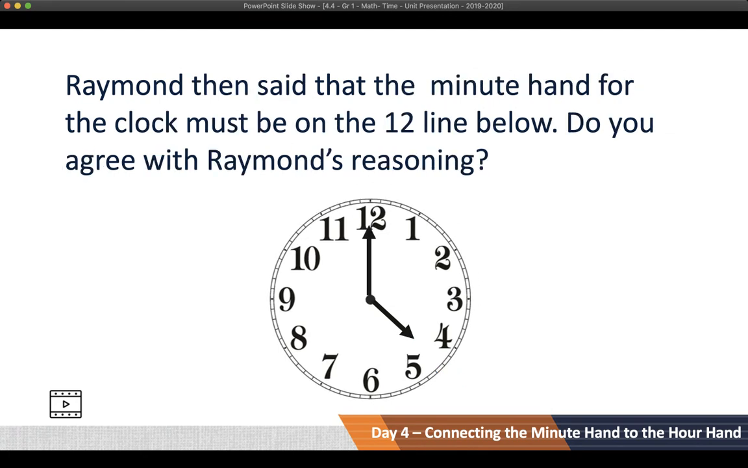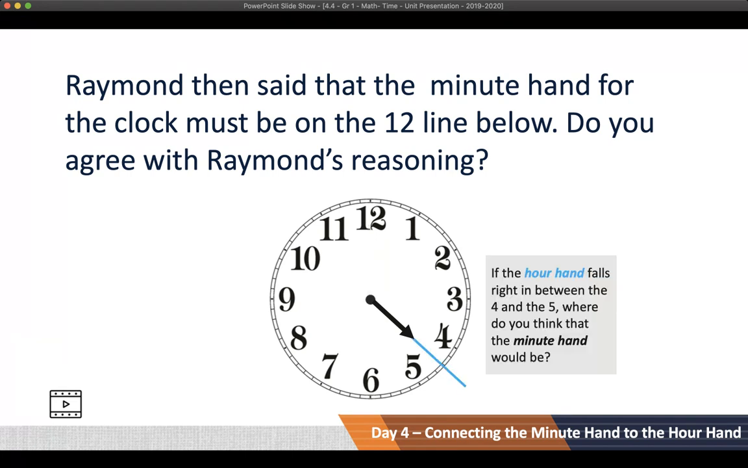Raymond then said that the minute hand for the clock must be on the 12 line. Do you agree with Raymond's reasoning? I do not, because this needs to be between 4 and 5 o'clock, not exactly on 4 o'clock. When he puts the minute hand on the 12, that's showing 0 minutes into the hour, and that's not what we're trying to show here.